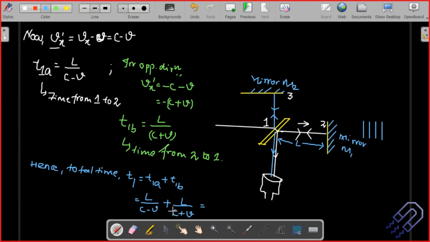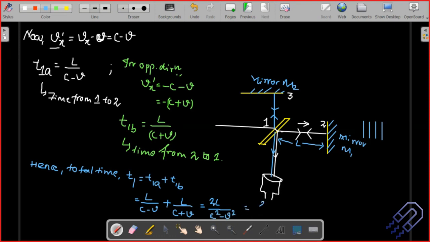So we can take the LCM. Okay, so this will be cL plus vL plus cL minus vL. So this L will actually get twice. Okay, so we can just do that. Okay, you can just try doing it. This would be 2Lc, and at the denominator it would be a plus b into a minus b. So this would be c square minus v square, right? c square minus v square.